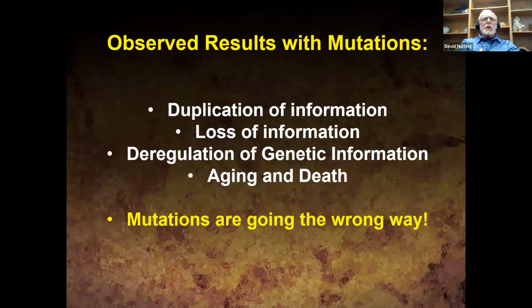No, the observed results of mutations are a duplication of information, copy errors, we copy it twice, a loss of information, a piece of it is out that was really important before, a deregulation of genetic information, aging and death. Guess what? These mutations are going the wrong way. You're not going to go uphill, you're going downhill.